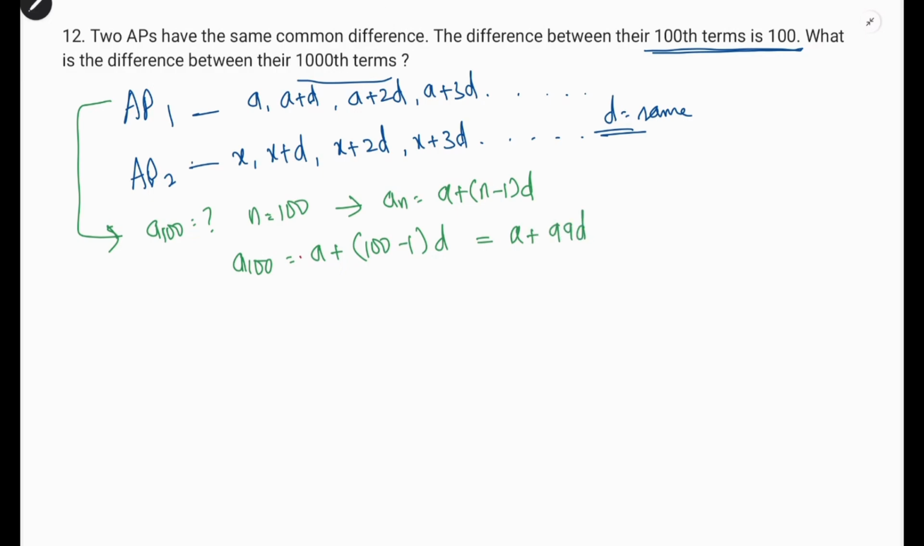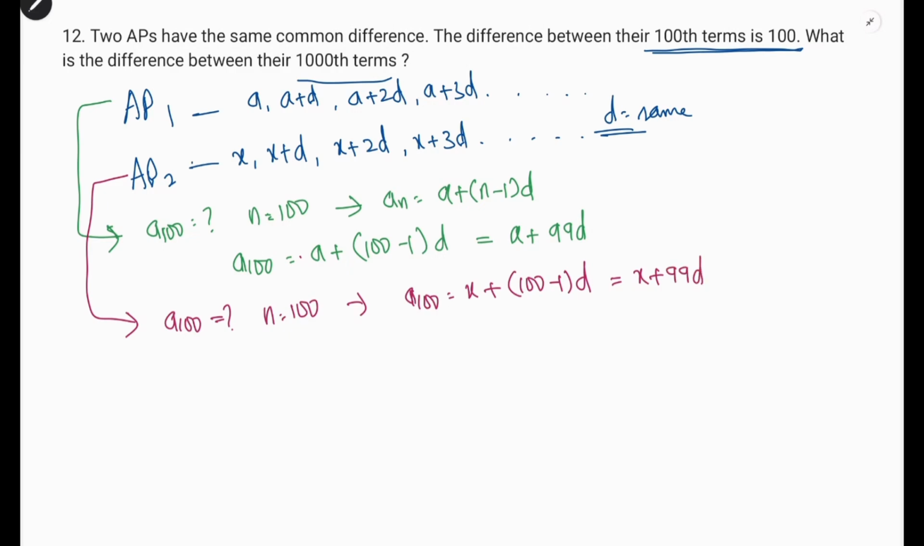And what is the 100th term of the second AP? Here n is 100, and if we substitute the values in the equation, we get the 100th term is equal to first term, which is x, plus 100 minus 1 into d. It is x plus 99d.